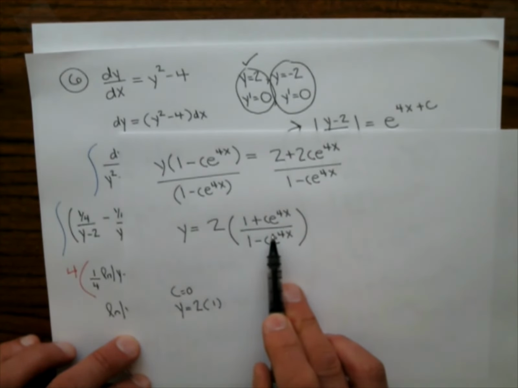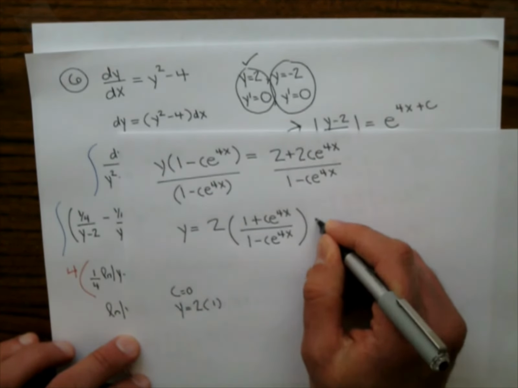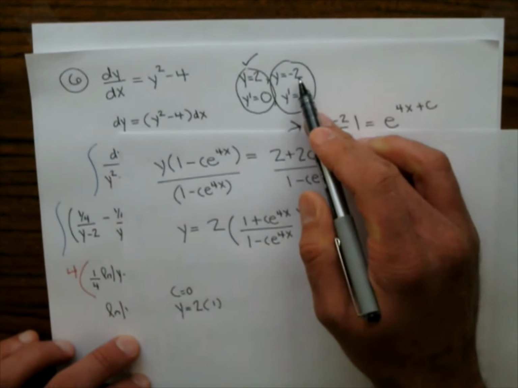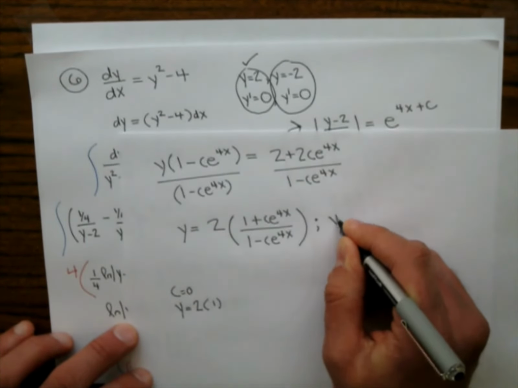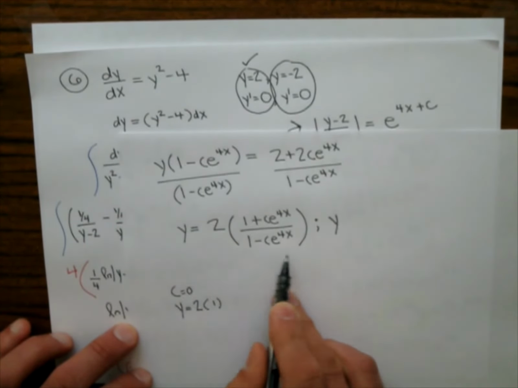So what happened is we actually left this guy at the gas station. He is not included in this general solution here. So we have to write y equals -2 right next to the solution, because we cannot think of a real number c that will give us y equals -2. Sometimes this guy right here is called a singular solution. So that completes this problem, problem number 6.